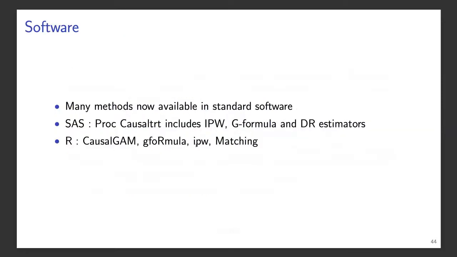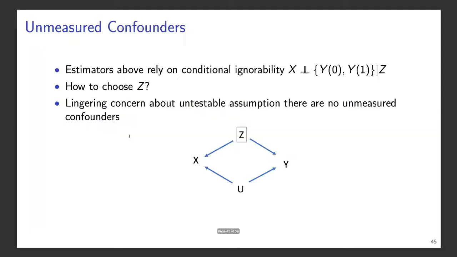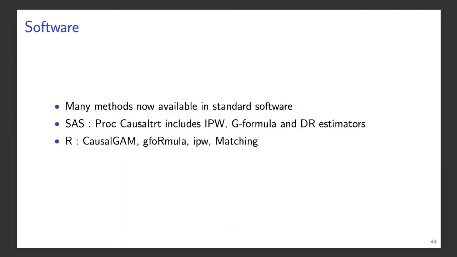As I mentioned, many of these methods are available in standard software now. For example, SAS has a causal treat procedure that came out recently, which allows you to implement the IPW estimator, G-formula, and doubly robust estimators. In R, there are many packages out there now. G formula came out recently. The Matching package has been out a decade. It's a well used package, and so on.